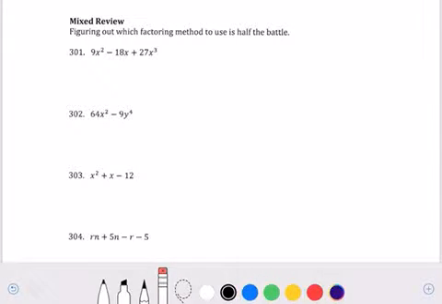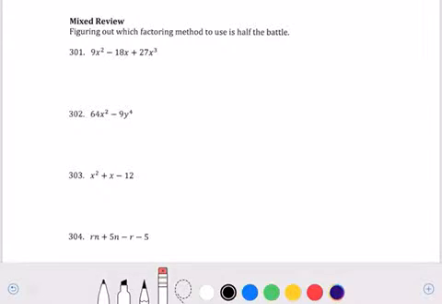If there are 3 terms, you're going to determine between whether it's going to be trinomial easy or trinomial AC. Trinomial easy is when there is a 1 in front of your x squared. Trinomial AC is when there is any other number in front of your x squared. And the only method we didn't mention so far is grouping. Grouping is the one that has a setup of 4 terms.